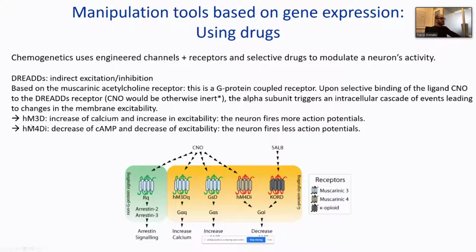So, for example, we have here two channels: hM3D, which increases calcium and excitability, so the neuron fires more action potentials when you give CNO, or hM4Di, which decreases cyclic AMP and decreases excitability of the neuron, so the neuron fires fewer action potentials.